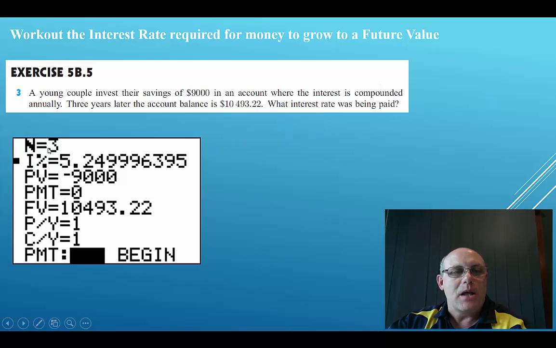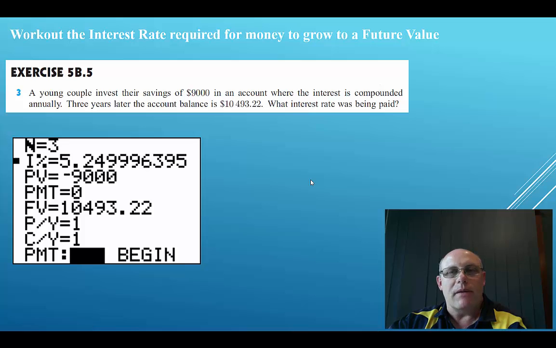So again, we know N's 3 because it's 1 payment per year. All right, we'll put $9,000 in, so it's going to be minus 9,000. That's what it's going to grow to, 10,493.22. 1 payment per year. Move our button up to I, our alpha button. All right, press enter, and it tells you that they are effectively getting 5.25% interest.